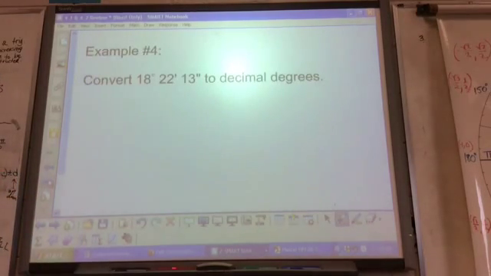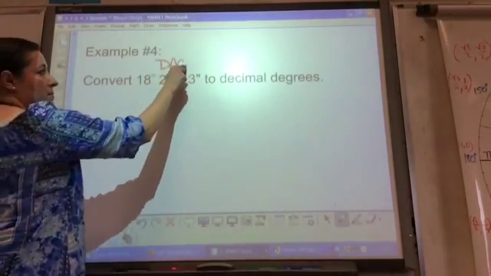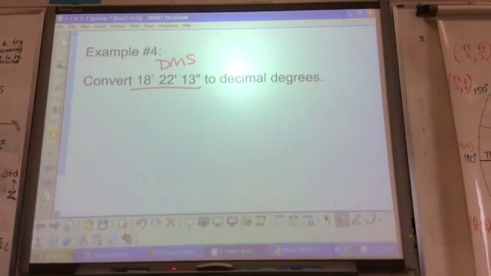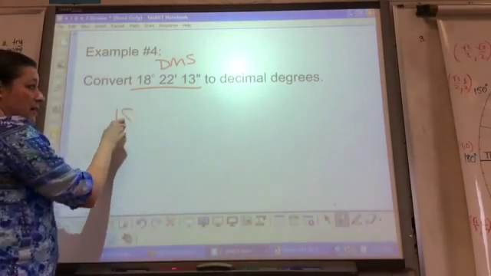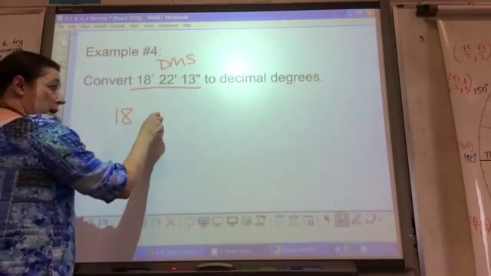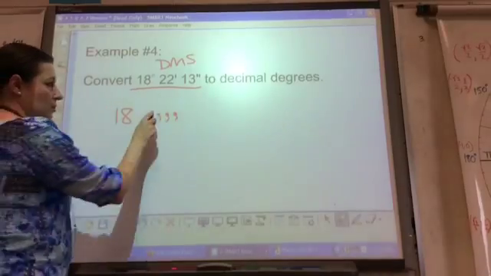Now, we are in DMS, degrees, minutes, seconds, right here, and we want to change it to a decimal. Now, this is what you were talking about. So this is where we say 18, and then what on the calculator? The degree button. That little button that looks like this. All right, we'll stop. Sorry.